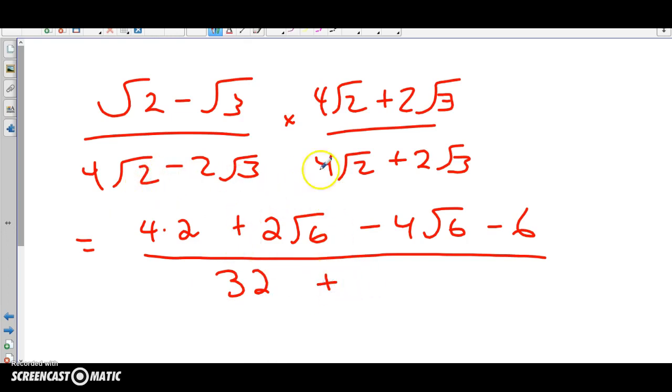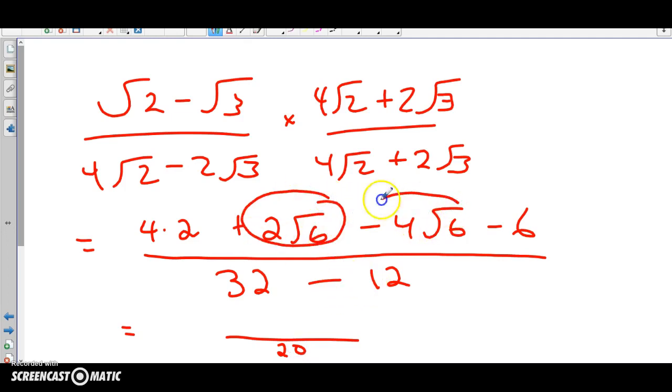Plus, nope, not plus, minus. Minus always. 2 times 2 is 4, times 3 is what, 12? Long day. And then I simplify on the bottom. I'll do the bottom first because it's easier. That's 32 subtract 12, which is 20. Then I collect like terms. There's a root 6. There's a root 6. I have 2 of them. I have minus 4 of them. I end up with minus 2 root 6s.